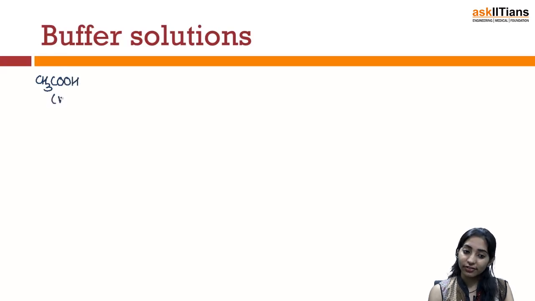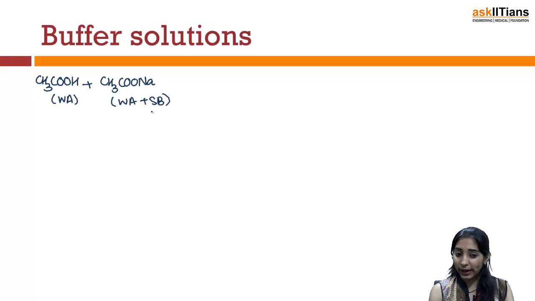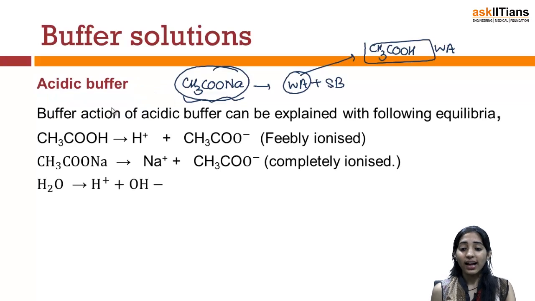CH3COOH, which is a weak acid. Also it contains a salt which is CH3COONa, which is a salt of a weak acid plus a strong base. So any such solution so obtained will be called a buffer solution, and this kind of solution will be found to have a constant pH even if you are adding a small amount of acid or a small amount of base. Now let's consider what reactions are taking place.